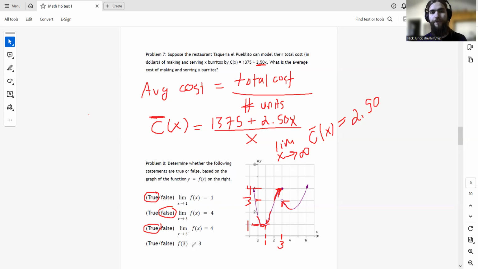This is true. And true or false, f of 3 is equal to 3. As we can see, there's a hole here and there's a dot here. Let me clean this up a little bit.